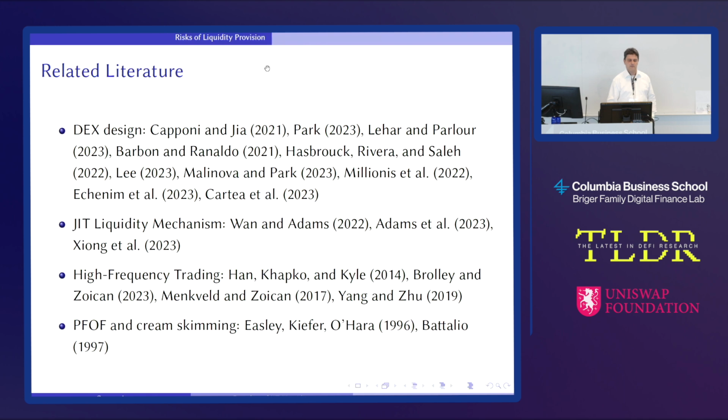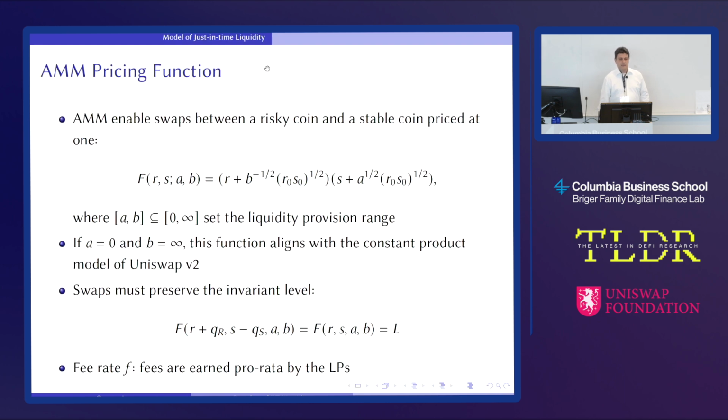There is a large number of papers on DEX designs that some of the people in the audience, including Siamak, have contributed to, and I will skip it for the sake of time. I will just go to the model. We work with an AMM pricing function, which is a generalized version of the constant product function, where we allow a range of trades happening between A and B.